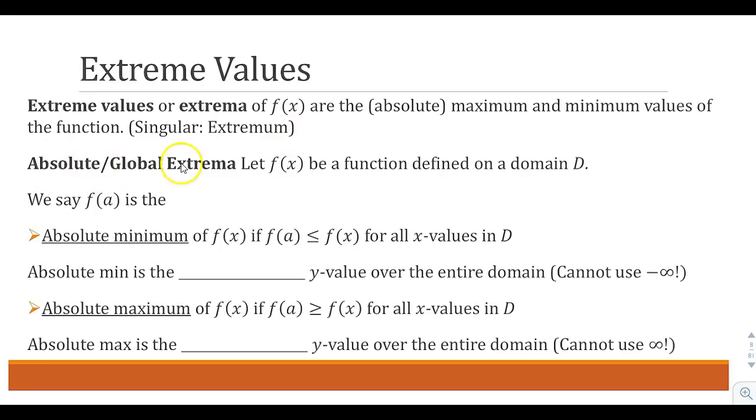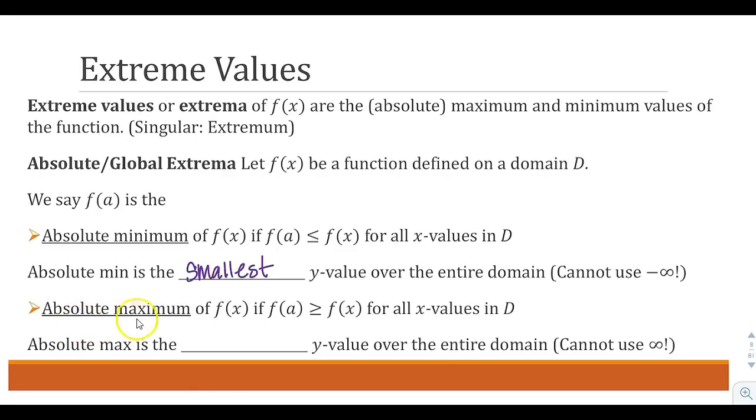Absolute, or global sometimes, extrema occur when I have a function defined on a domain D, and we would say that f of a, a y value, is the absolute minimum of f of x if f of a is less than or equal to f of x for all the x values in the domain. So if it's less than all of them, then it must be the minimum. This is the formal definition. The way we think about it is the absolute minimum is the smallest y value over the entire domain. And remember, we can't use negative infinity.